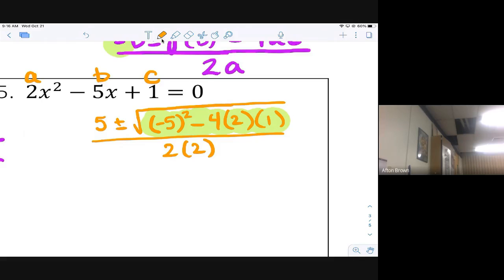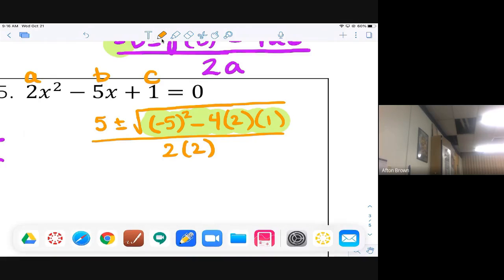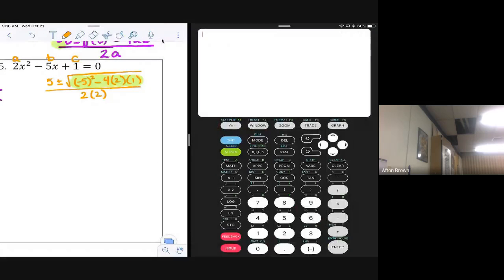So parentheses, actually I could just do it on the board. I'll just put my calculator up. So parentheses, -5 squared minus 4 times 1. One mistake some students will make, especially when we're working fast, is using the negative sign as a subtract. Make sure that you're using the gray subtract sign in the middle. Okay. Double check, I put it in right, hit enter. We all get 17? Okay, good. So we've got 5 plus or minus the square root of 17 all over 4.